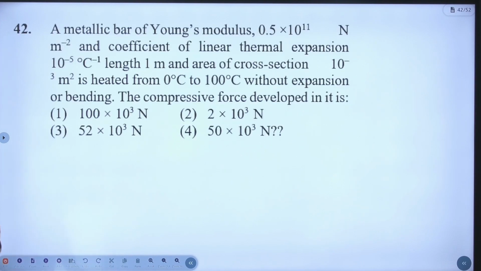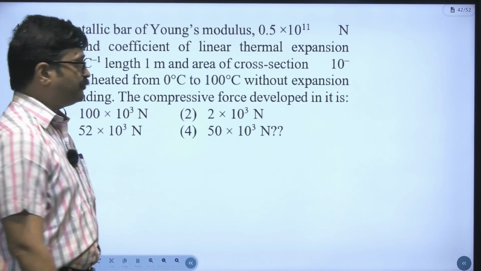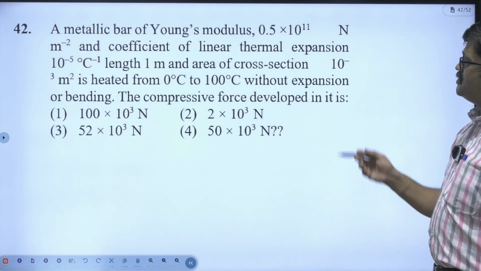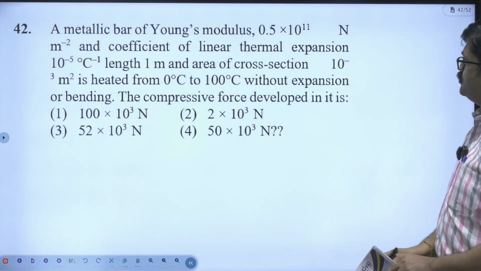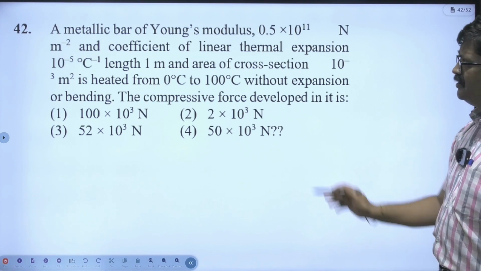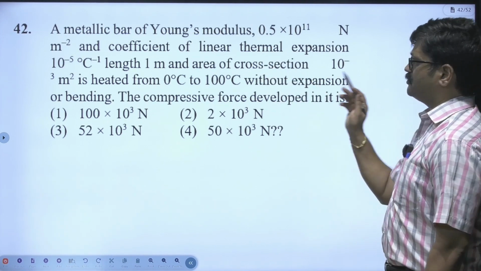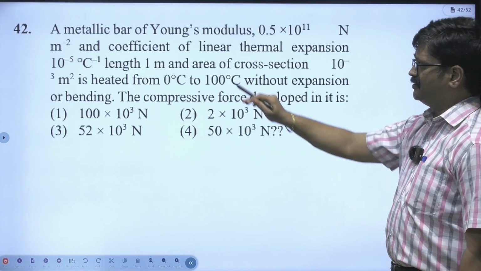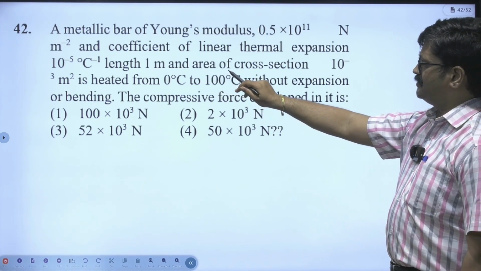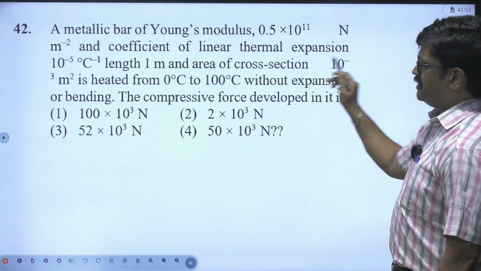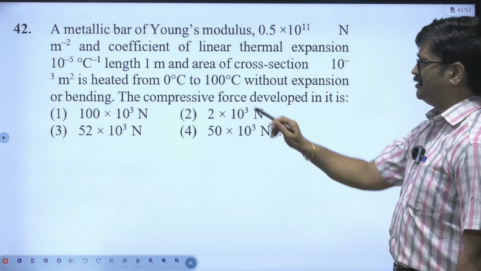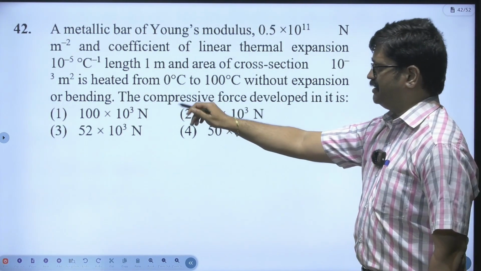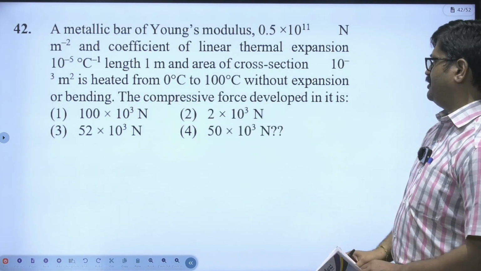Now let's go to the 42nd question. In the 42nd question, a metallic bar of Young's modulus 0.5 into 10 raised to 11 Newton per meter square and coefficient of linear thermal expansion of 10 raised to minus 5 per degree Celsius, length 1 meter, and area of cross section 10 to the power minus 3 meter square is heated from 0 to 100 without expansion or bending. The compressive force developed in it.